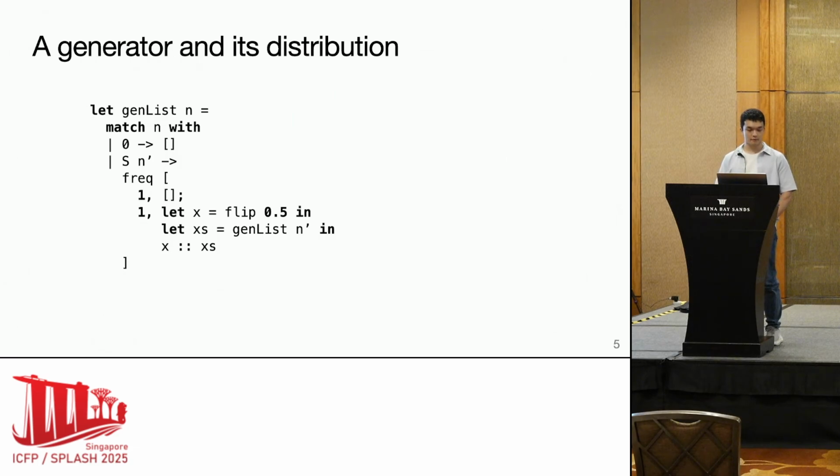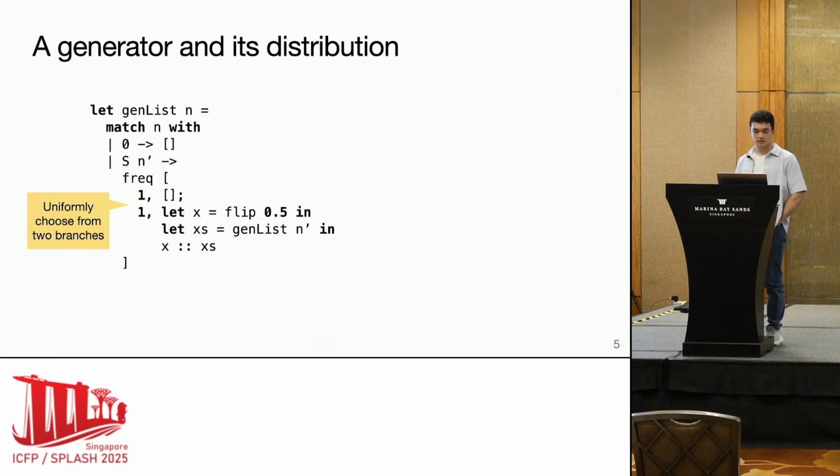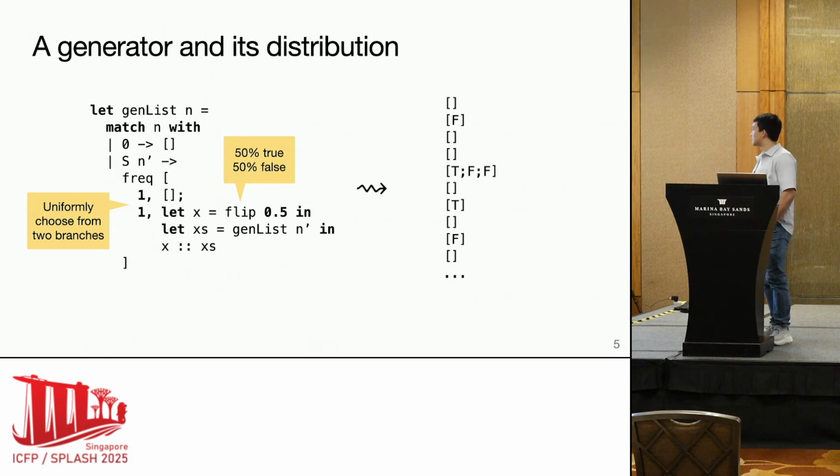Here's a generator for Boolean lists of up to length n. In the common case, we first use the frequency combinator in order to uniformly choose between two branches, since both have weight 1. It either chooses nil or cons, and in the case where we generate a cons cell, we use flip to generate a Boolean payload for our list. That's true half the time and false the other half. And now we can run our generator to get our set of samples.